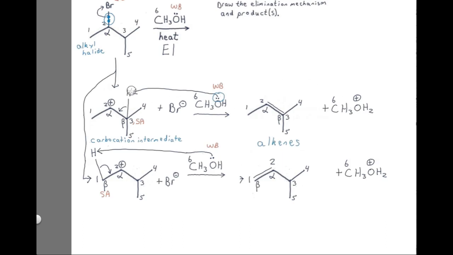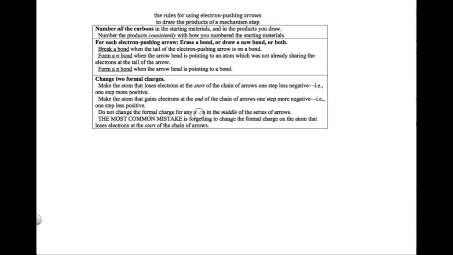This hydrogen is in the middle of the series of arrows, so we did not change the formal charge on this hydrogen. The hydrogen started neutral, and the hydrogen stayed neutral. Also, carbon-3 is in the middle of the series of arrows, so we did not change the formal charge on carbon-3. Carbon-3 started neutral and stayed neutral. On the other hand, carbon-2 is gaining electrons from the end of the series of arrows. So we did change the formal charge on carbon-2 from positive to neutral.